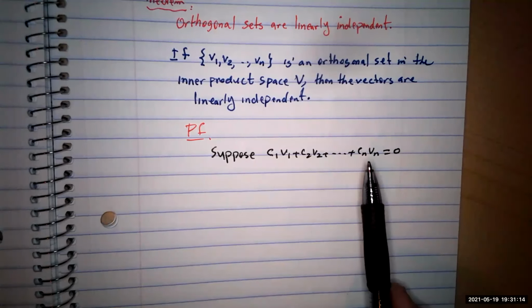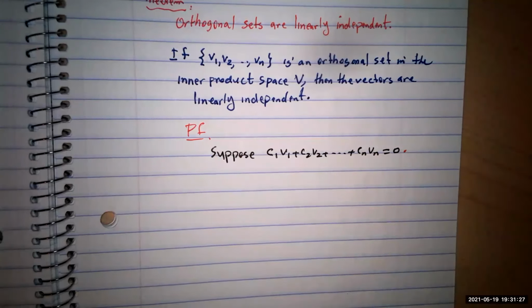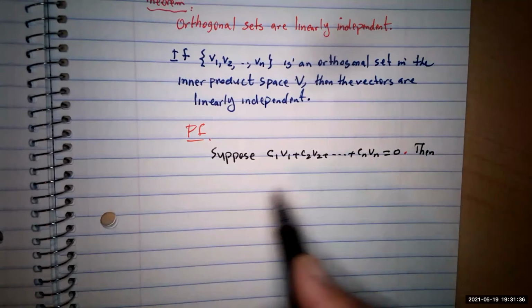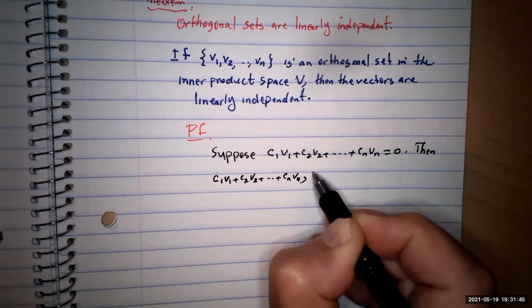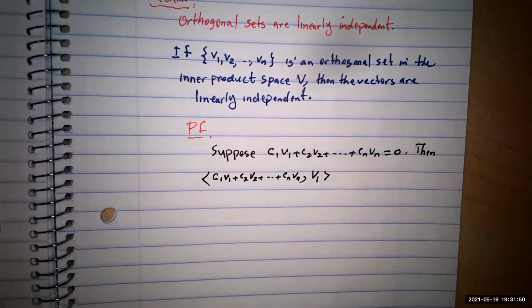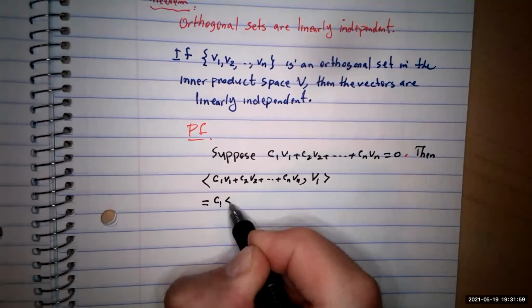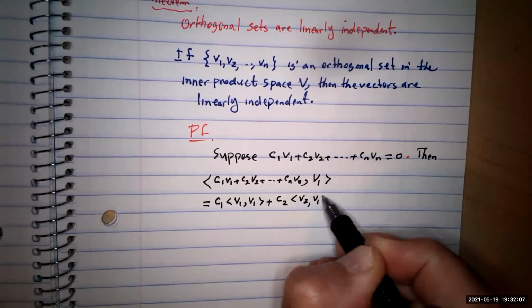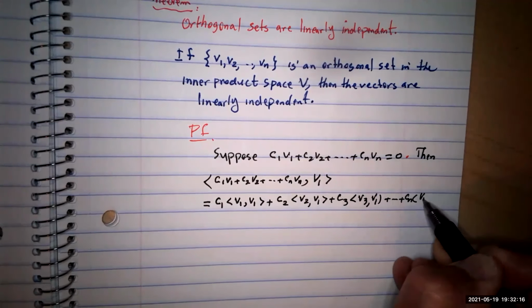Each of the vectors is orthogonal, so this product is equal to 0. If you multiply by V1, it would be C1, then C2, C3, etc. It's a very popular method that we use. Now look at this one. If you take the inner product of C1 V1 plus C2 V2 up to Cn Vn with V1, you can extend it. So this is going to be equal to C1 times the inner product of V1 and V1, and you just continue: C2 times the inner product of V2 and V1, C3 times the inner product of V3 and V1, and so on up to Cn times the inner product of Vn and V1.